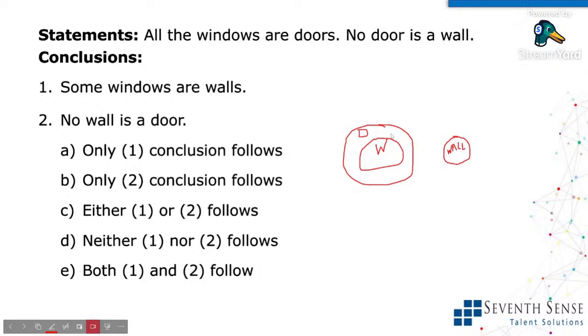No door is a wall, because my door is the outermost part over here. I can't write anything inside or anything touching it. So I have to write something which is far away from it. So no door is a wall.